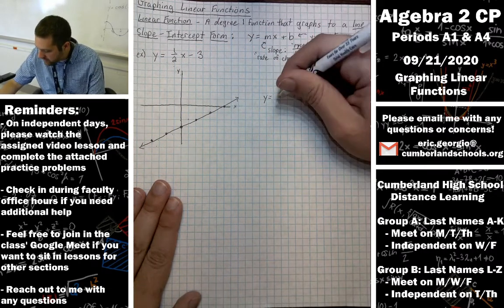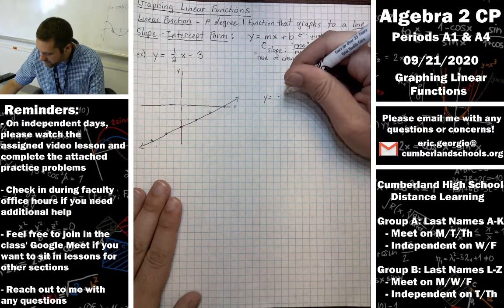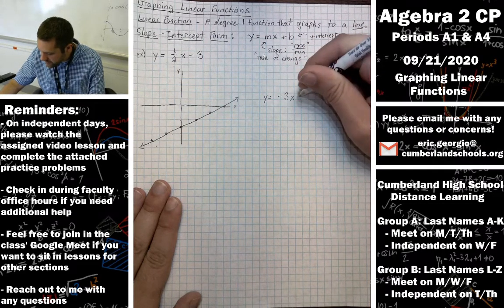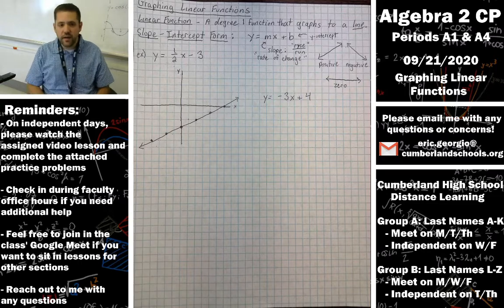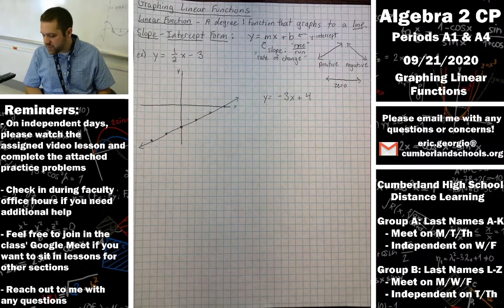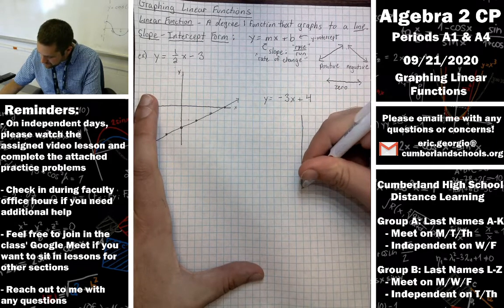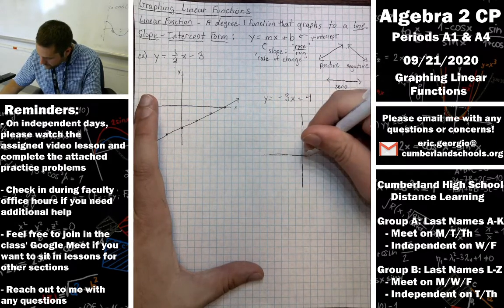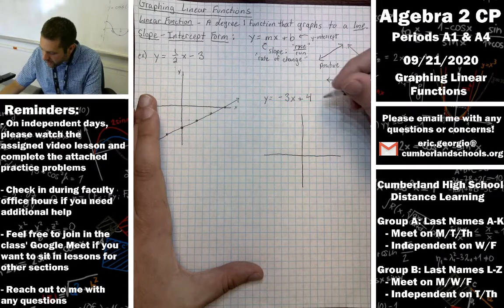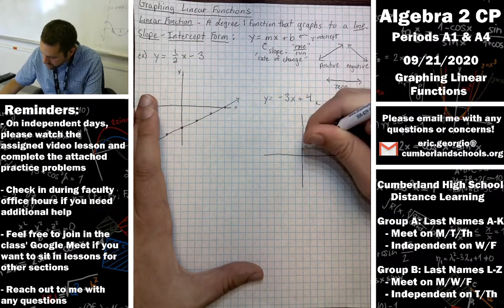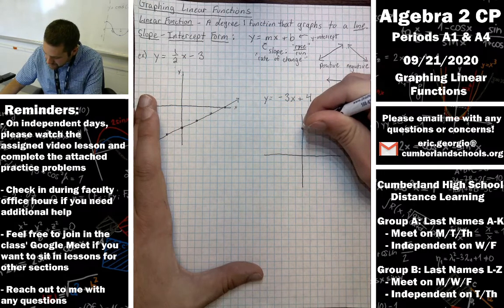Suppose we have y equals negative 3x plus 4. Okay. Again, there's something in y equals mx plus b form. I'm going to start by drawing my coordinate plane here. I identify my y-intercept. My y-intercept will be at 0, 4. That's going to be 1, 2, 3, 4 right there.